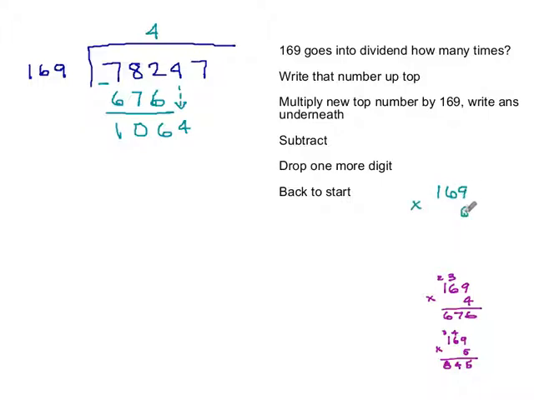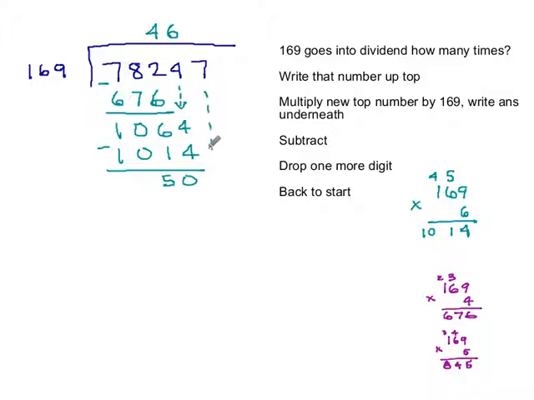169 times 6. 9 times 6 is 54. 6 times 6 is 36, plus 5 is 41. 6 times 1 is 6, plus 4 is 10. Yeah, it just barely goes 6 times. 6 times, write that number up top. Multiply by 169. 6 times 169, I just did it, is 1014. Write that answer underneath. Subtract. 50. Drop one more digit.